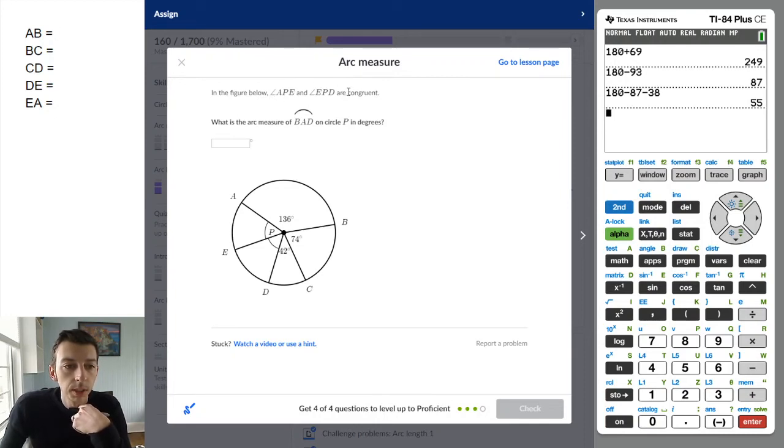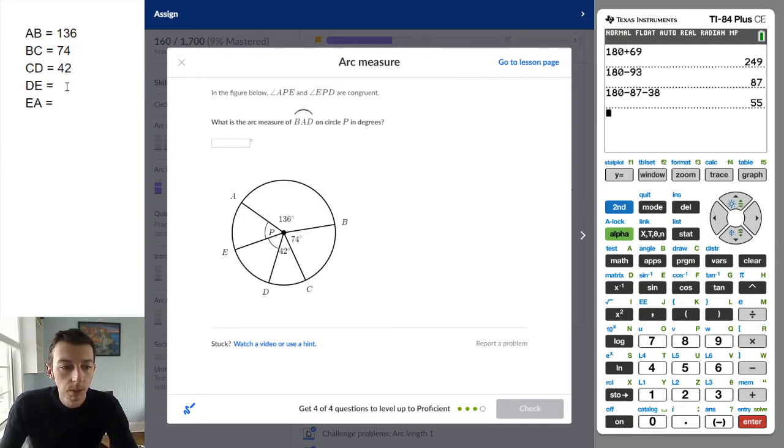It says that APE and EVD are congruent, and they're marked here in the diagram, so we know that these are the same. I know that AB is 136, so I'm going to write that down. I know that BC is 74, so I'm going to write that down. Just a reminder, if you have an angle in the center, it's the same as the arcs here. So other angles here, I know this is 42.